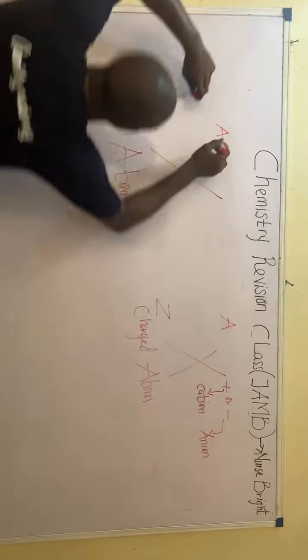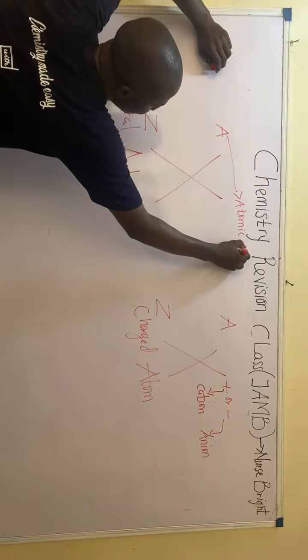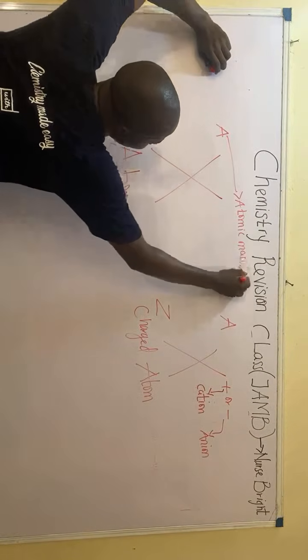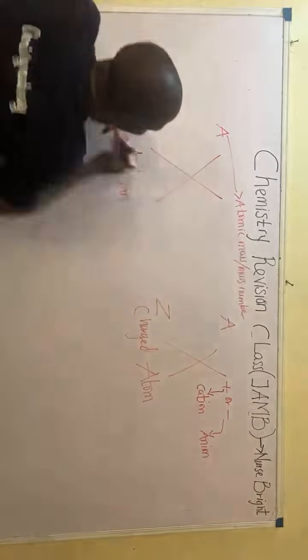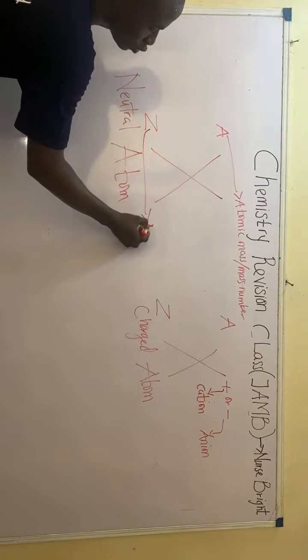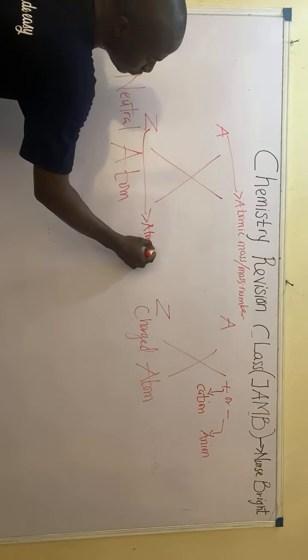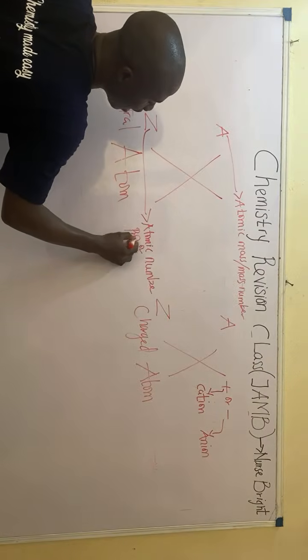So here is the A and Z. A up here has a name. You can call it atomic mass, or you can simply call it mass number. Do you get atomic mass or mass number? Then Z can also be called atomic number or proton number. So I want to tell you guys something because they ask you in your exam.